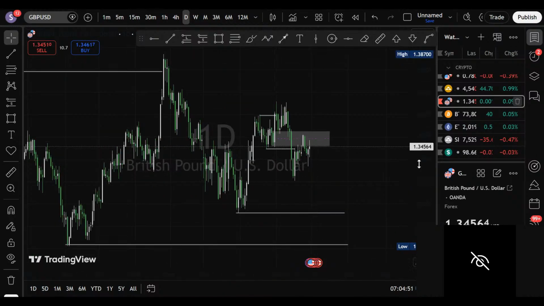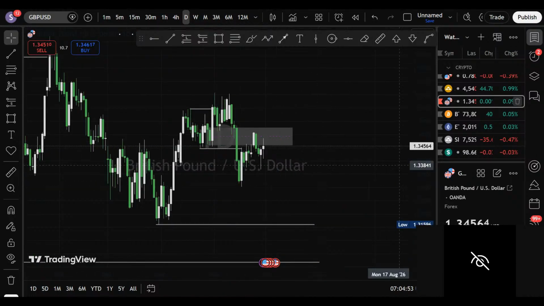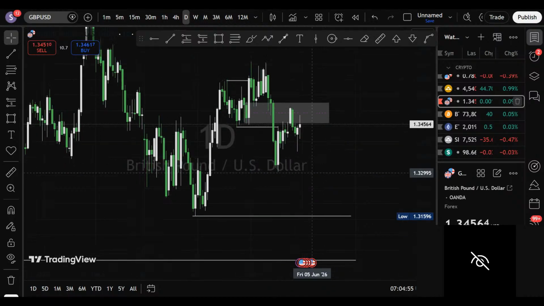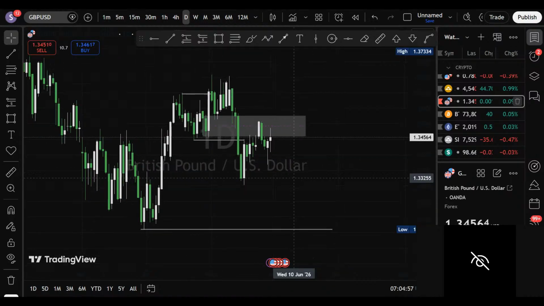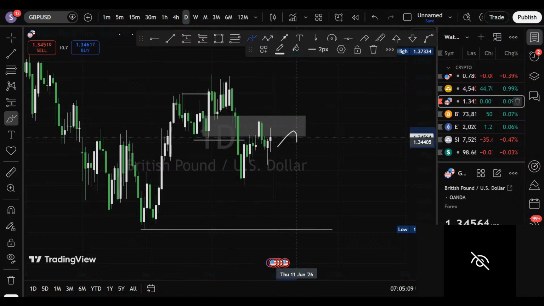So that's how I approach the market every weekend, right? That's how I prepare for a new trading week. Okay. So that's what we have on the daily time frame. This is my view on GBP USD. I'm expecting a sell to the downside on GBP USD.